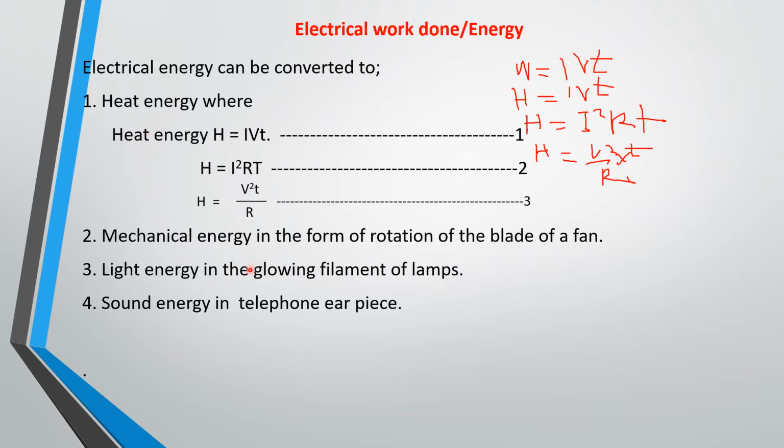Electrical energy can also be converted to mechanical energy in the form of rotation of the blade of a fan. It can be converted to light energy in the glowing filament of lamps, and to sound energy in a telephone earpiece. So these are the various areas to which electrical energy can be converted, and these are also the equations for the heat energy generated. Okay, so that is it. Take note of these equations.